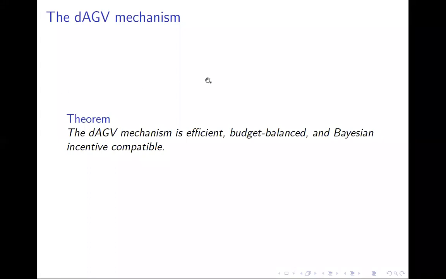Okay. So again, notice that there is no mention of the individual rationality constraint here, but it works in a more general framework than the Crampton, Gibbons, Klemperer mechanism, which was only tailored for the single object allocation problem. Okay. So what I will discuss now in 15 minutes or so is what this dAGV mechanism is, and we'll argue that it is efficient, budget balanced, and Bayesian incentive compatible.